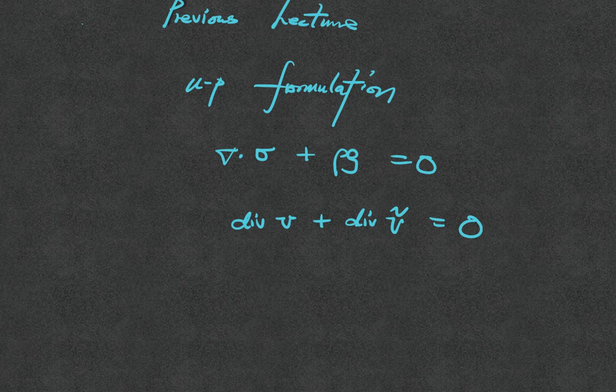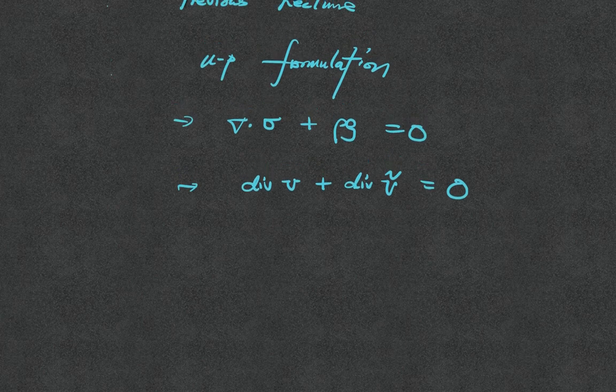So the first equation is the balance of linear momentum. The second equation is the balance of mass, and this is for incompressible flow. Okay. So for compressible flow, eventually what we will get is the following. The first thing we need to look at is the balance of linear momentum.